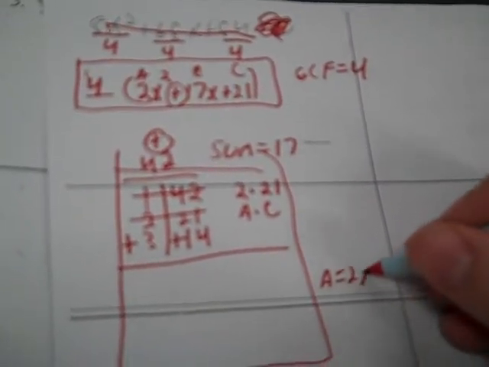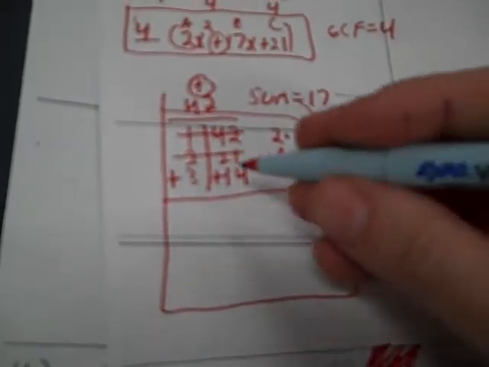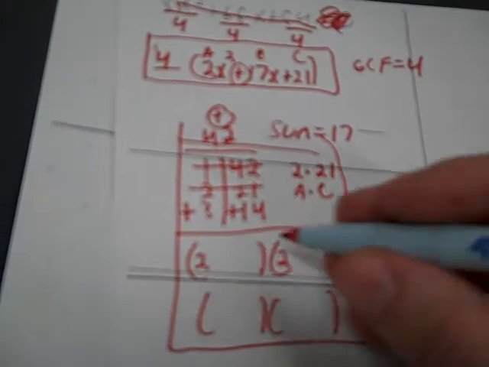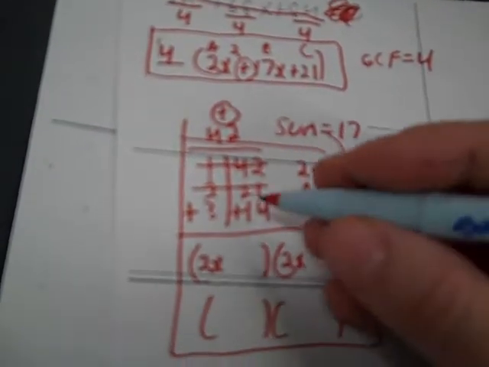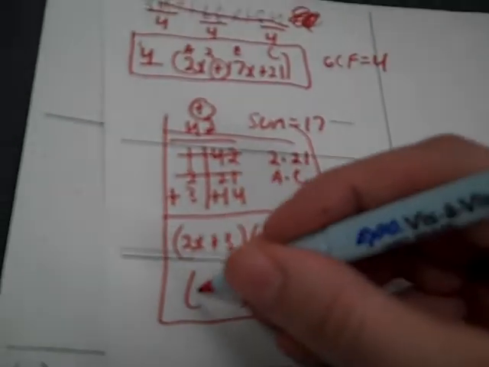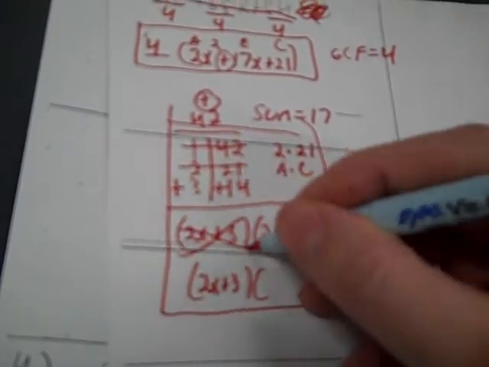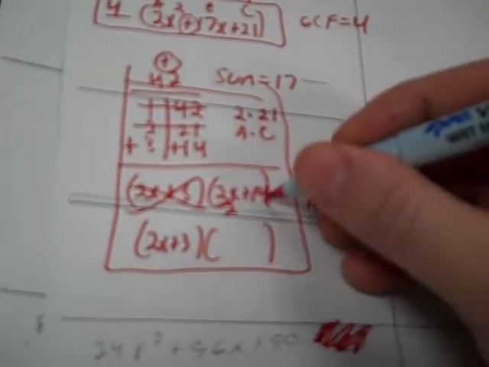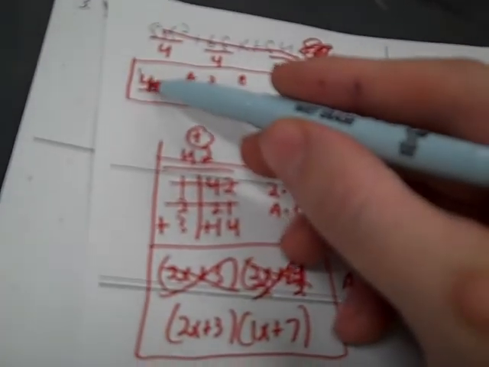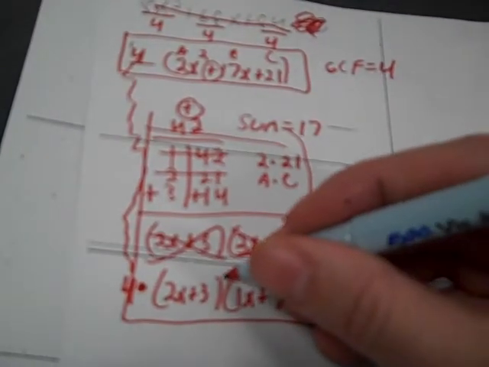So A equals 2x squared. So I need to make 2 parentheses. Okay, so 2x, x, and then you just put plus 3 and plus 14. Okay, 2 and 3, the GCF's 1, so I just drop it. 2 and 14, the GCF's 2, okay? Okay, so the GCF of 4, bring him down. So 4 times 2x plus 3 times 1x plus 7.